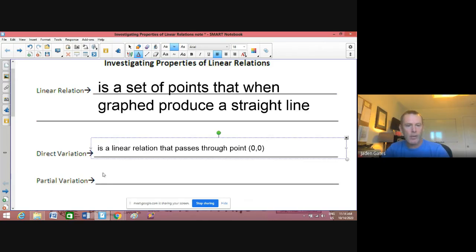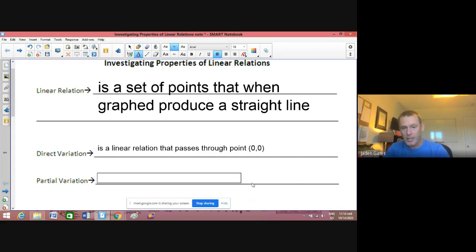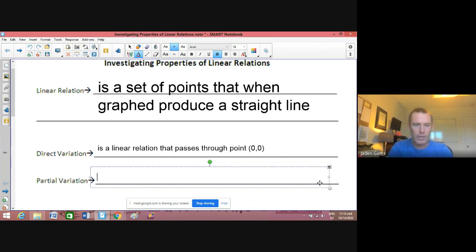All right, now partial variation. Well, it's the other possibility, where it is a linear relation that does not pass through our origin, which again is point 0, 0.